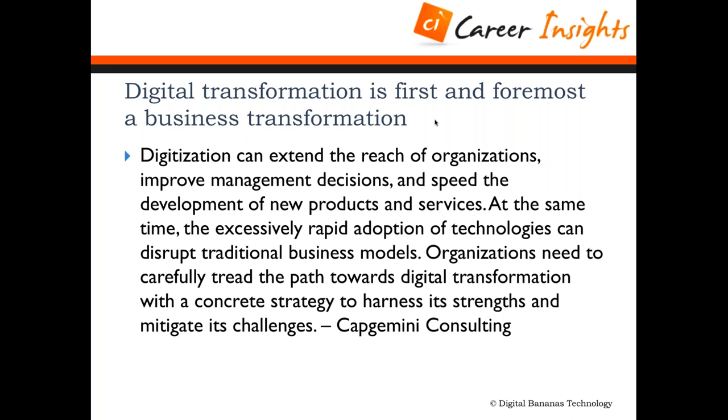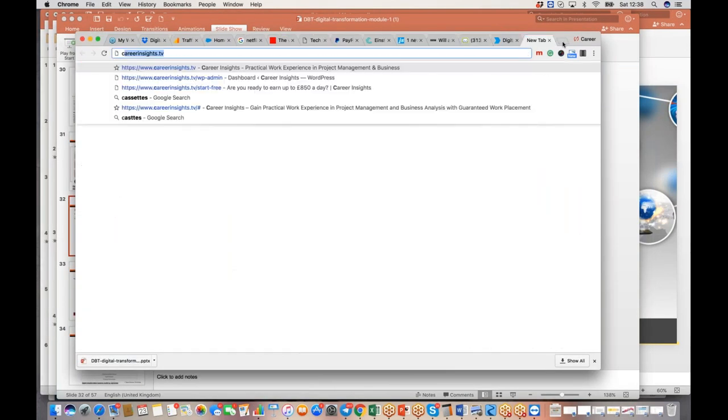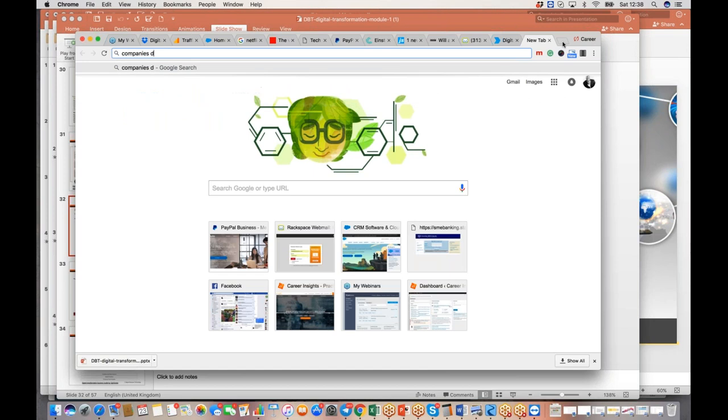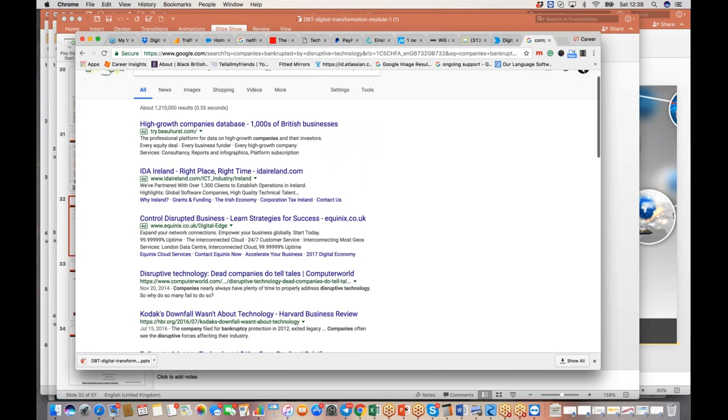Organizations need to carefully tread the path towards digital transformation with a concrete strategy to harness its strengths and mitigate its challenges. And that's by Capgemini Consulting. Let me now come here and show you companies that have been destroyed by disruptive technology. So if I'm not doing it, my competitor is doing it, and I'll be out of business. Okay?